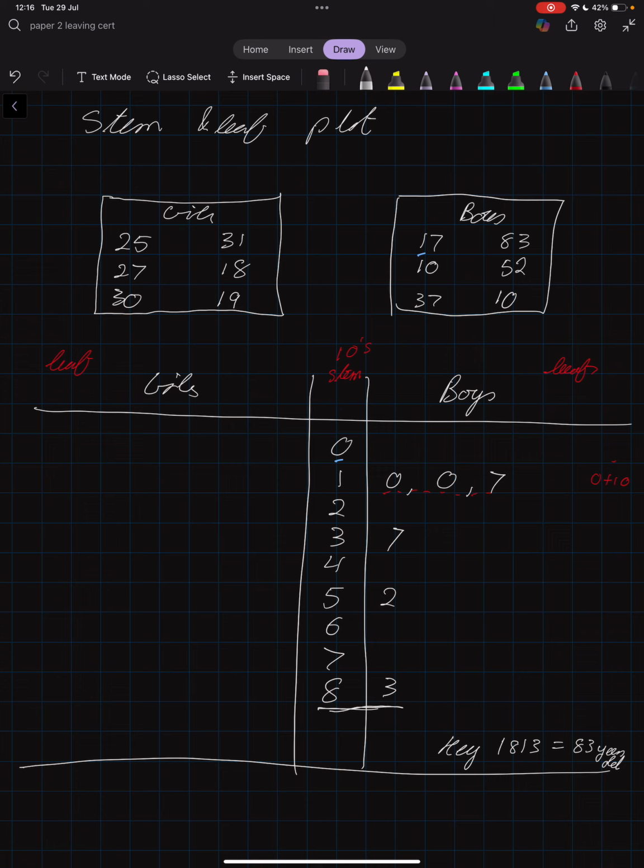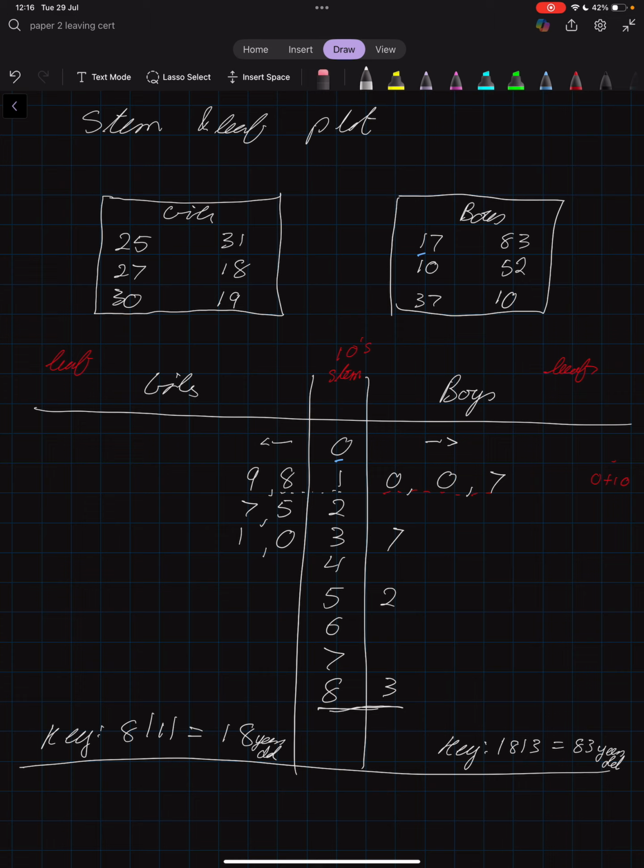Okay. For the girls now, the youngest girl is 18 and then you have 19. So I'll go to the 1, I'll put an 8 and then I'll put a 9. The next youngest is 25 and then 27, so it's going to be 5 and then a 7. And then it's 30 and 31. And then your key, again, just give some example. I'm going to do the 1 and the 8. So if you see 8 and then a 1, this means that girl is 18 years old.